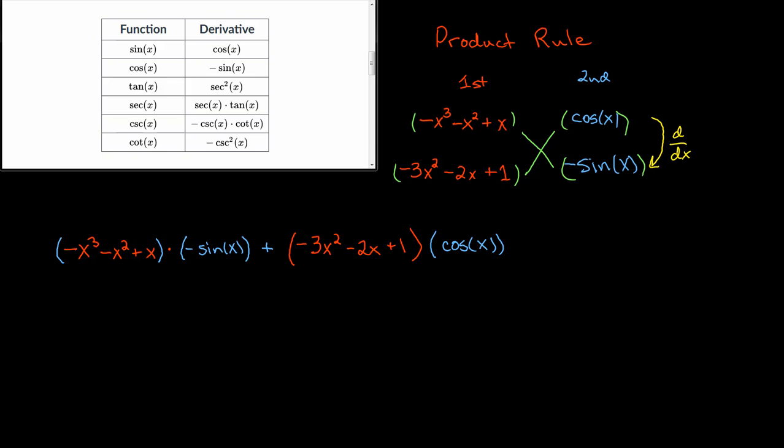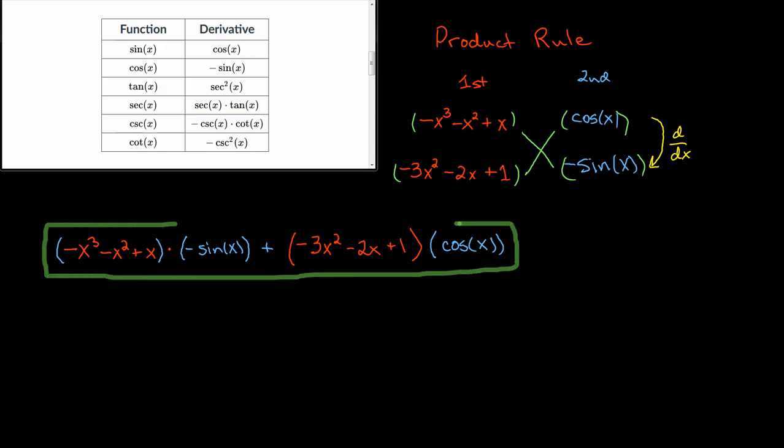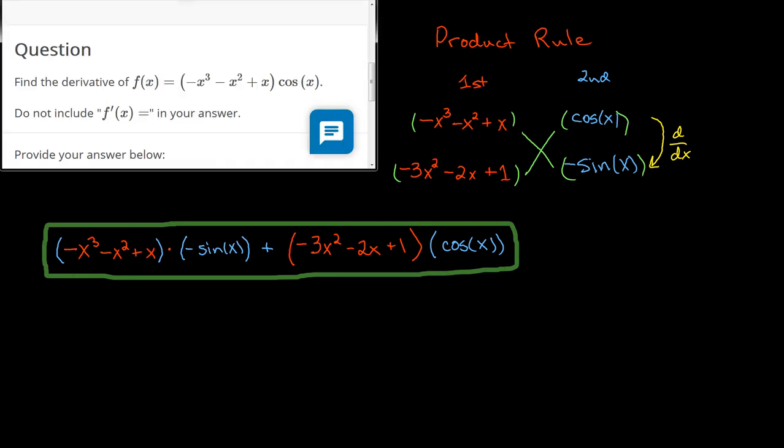I'll circle that. Oh yeah, wait, I lost track of the question. Let's bring the question back. There it is: this big expression here is the derivative of this function right here.